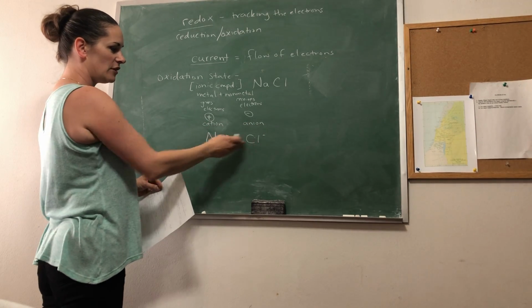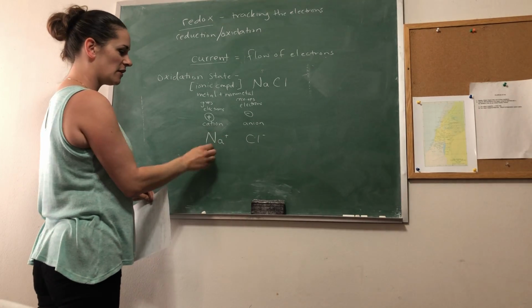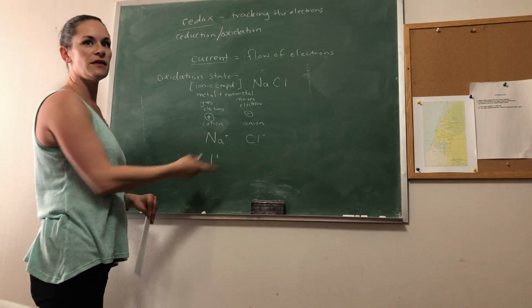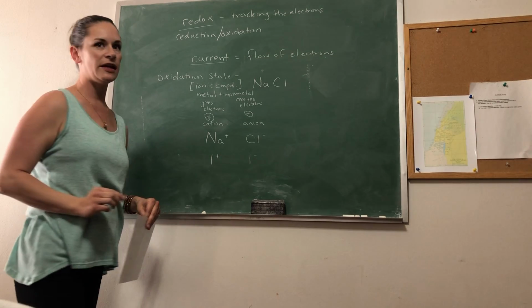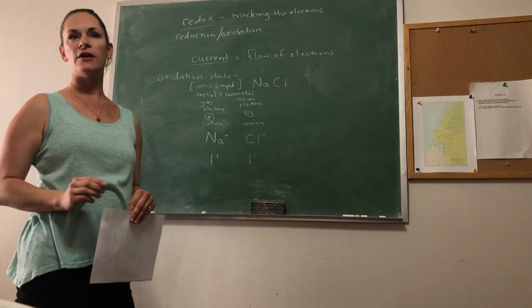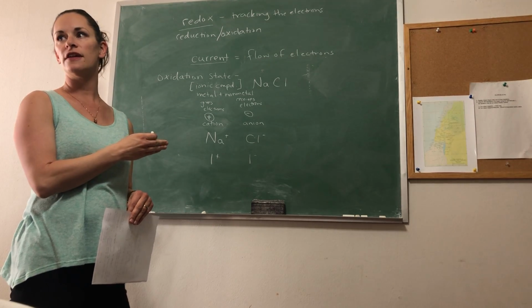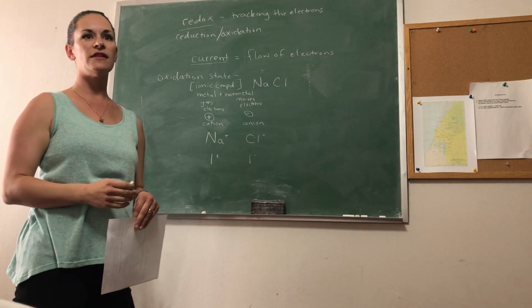So its oxidation state is really easy to determine. This is an oxidation state of 1+, and this is an oxidation state of 1-. So in an ionic compound, it's really easy to find the oxidation states. It's just the same as its ionic charge.